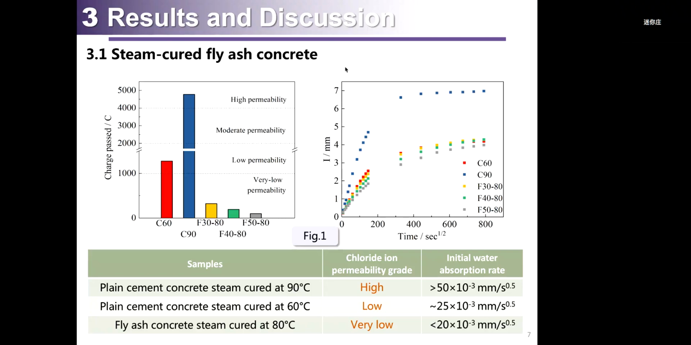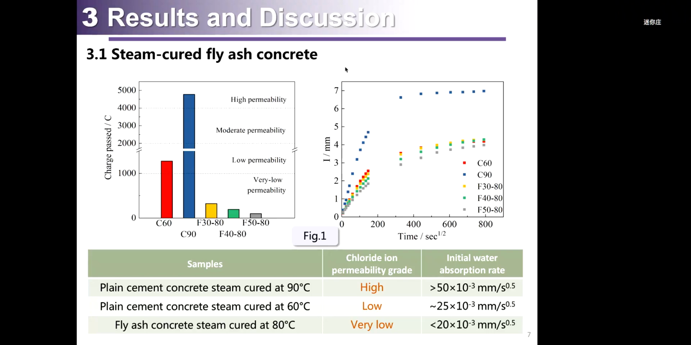The initial water absorption rate of plain cement concrete steam-cured at 16 Celsius degrees is approximately 25 times 10 to the minus 3 mm per square root of the second, which corresponds to its low chloride ion penetration grade. The initial water absorption rate of fly ash concrete steam-cured at 80 Celsius degrees is smaller than 20 times 10 to the minus 3 mm per square root of the second, which corresponds to its very low chloride ion penetration grade.